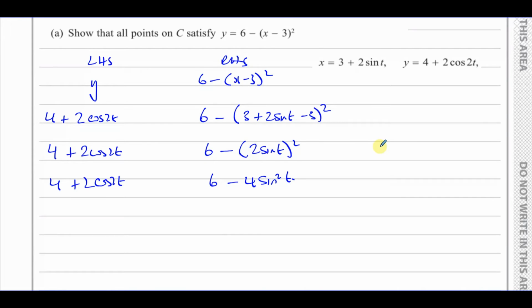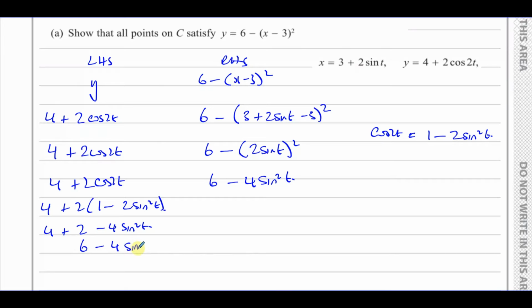I could use that here, and say cosine of 2t is equal to 1 minus 2 sine squared t. So I can replace that with that. So 4 plus 2 times 1 minus 2 sine squared t. And now this is 4 plus 2 minus 4 sine squared t, which gives me 6 minus 4 sine squared t, which is the same as this. So we can now say left-hand side is equal to right-hand side.